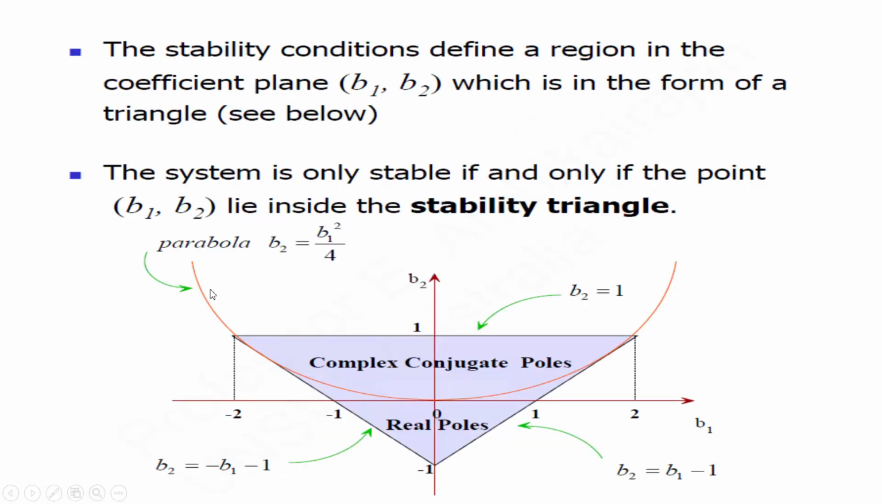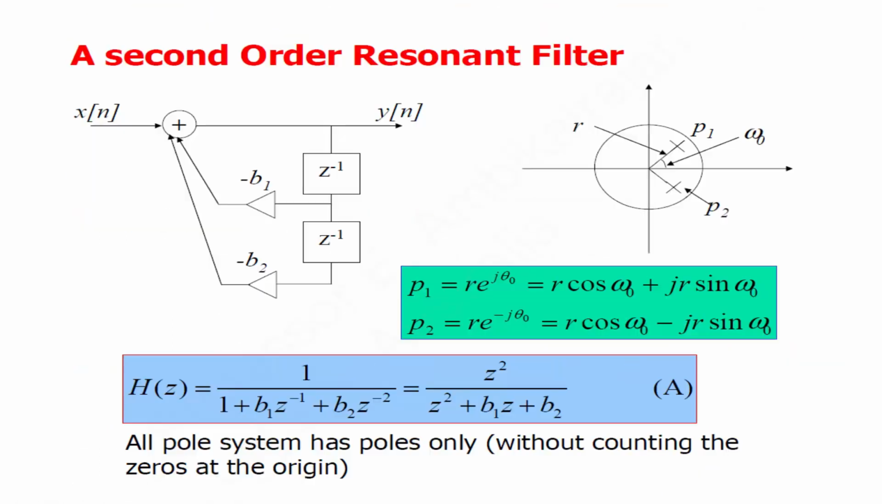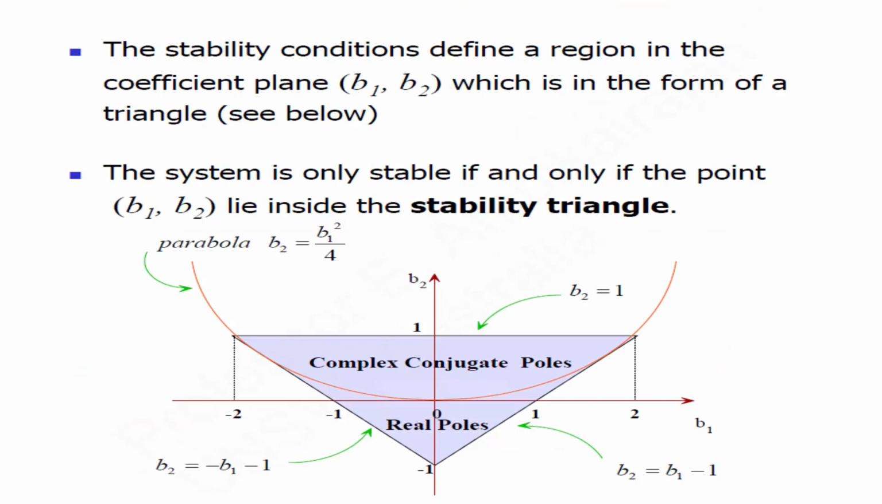So this defines the parabola. We get the parabola from b2 equal to b1 square over 4. Now let's look at the other boundaries. If the two poles are real and they must have a value between -1 and 1 only, they must lie on the real axis. If the poles are real, then the poles will lie on the real axis.